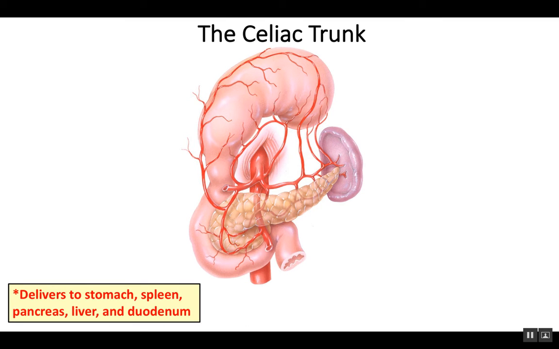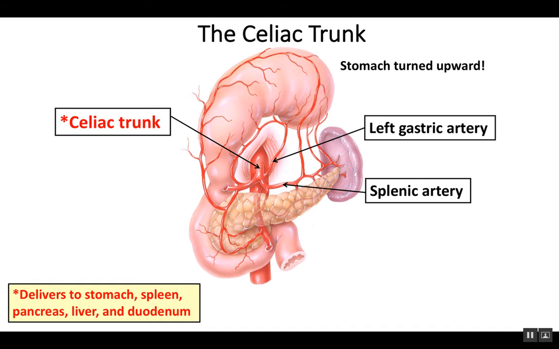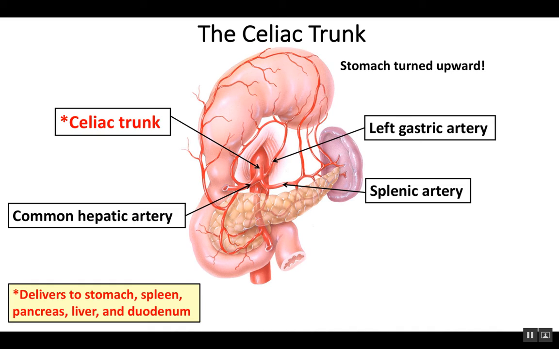Looking at the celiac trunk, we can better understand it by looking at this picture. Now, it can be a slightly confusing picture because the stomach has been lifted. It's been turned upward. But if you do that, you can find the celiac trunk behind that stomach. And the three branches are the left gastric, splenic, and common hepatic.